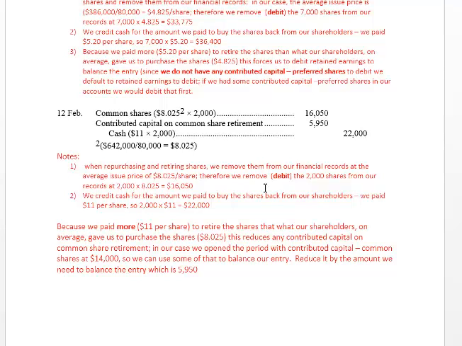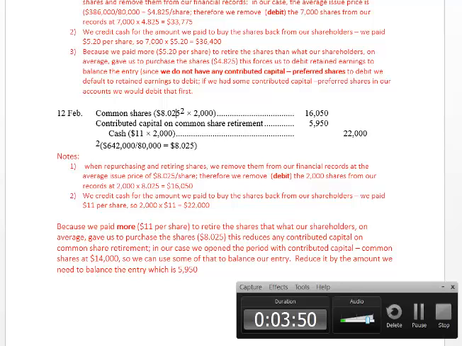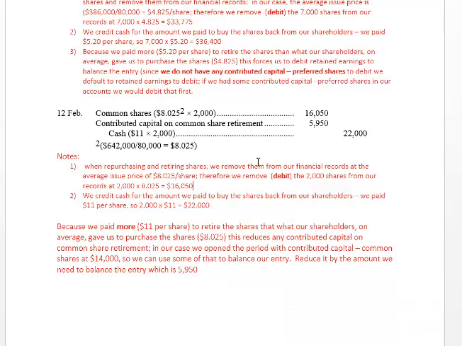So that means that the shareholders gave us on average $8.025 to buy the shares that they bought, the 80,000 common shares. So we would remove those 2,000 of those 80,000 common shares at the average issue price. That's the average amount that investors gave us, and that's $8.025. So that turns out to be a debit to the common share account of $16,050.